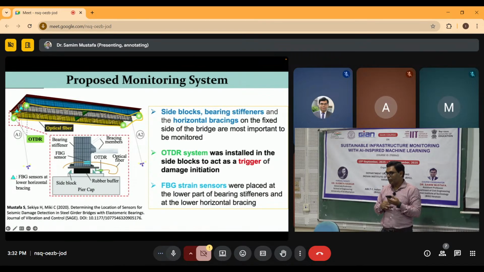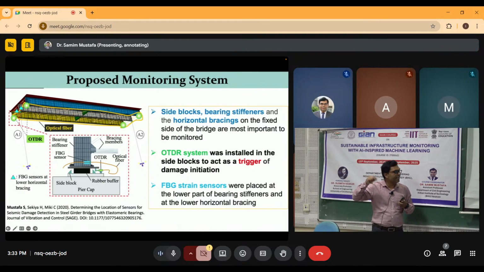To have this type of preventive or real-time monitoring system for earthquake-related damage or extreme loading events, we should install the measurement system at the place where damage will occur first, and then place sensors at subsequent places also. For example, here we have placed the sensor at the side block. Not only that, there is a cable running through this bearing stiffener, as well as to the other side of the bridge, so it will cover the entire length of the bridge network system.